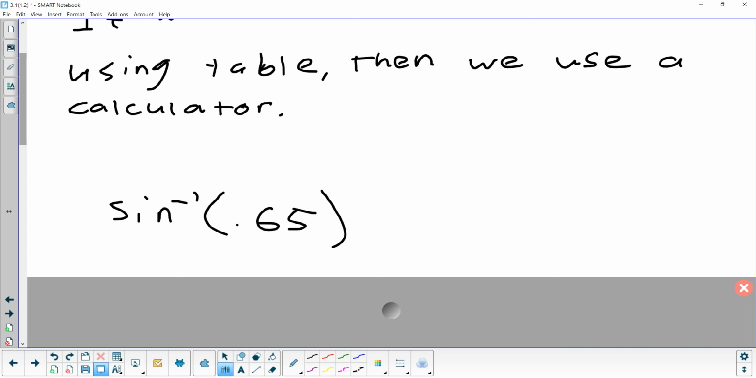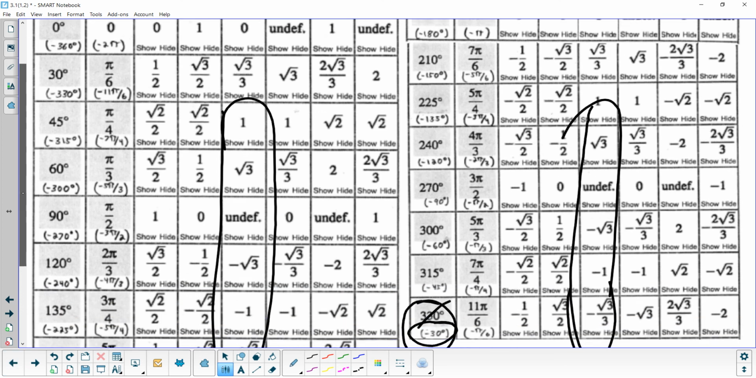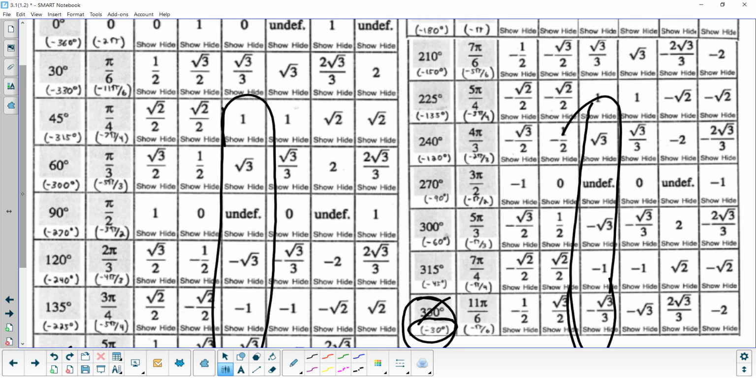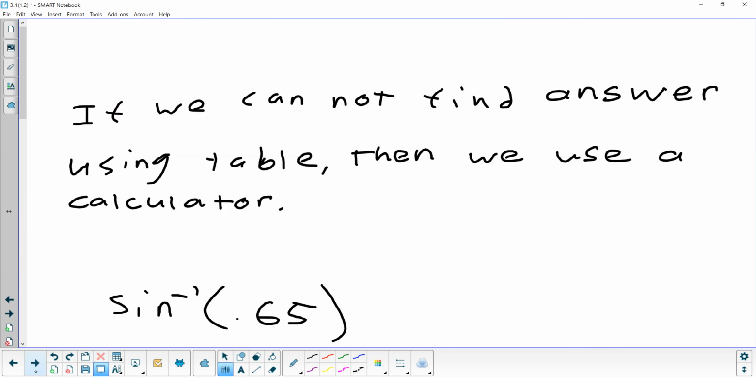So they want to know inverse sine of 0.65. Now, if we look for 0.65, is 0.65 in this table somewhere? No. 0.65 is not one of the numbers that ever comes up. So the answer here is not a multiple of 30 or 45.